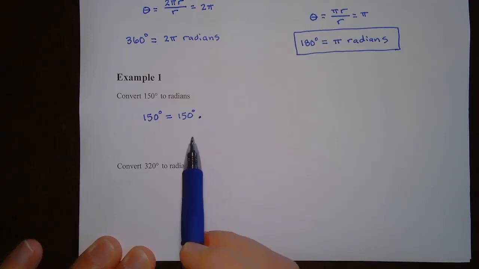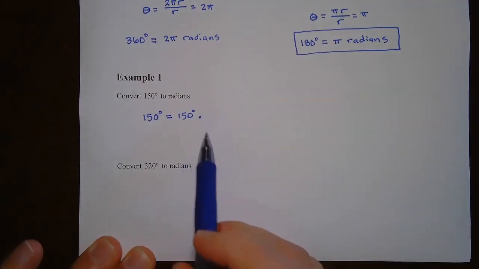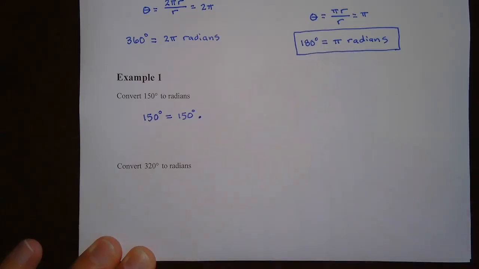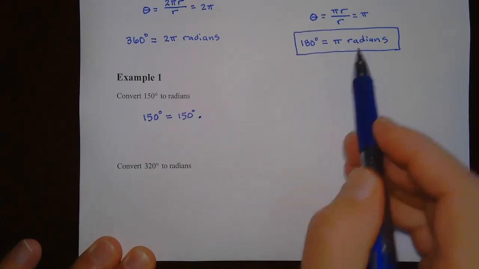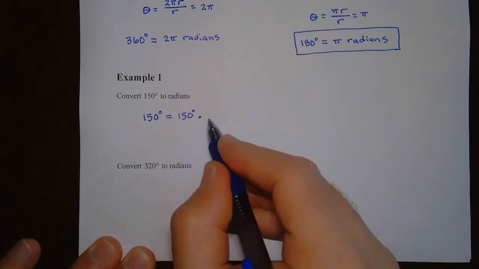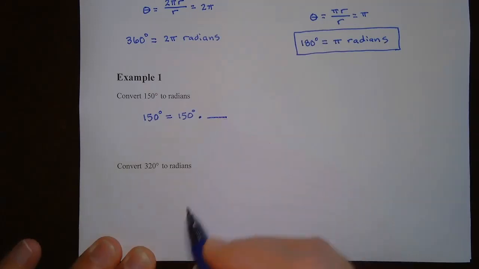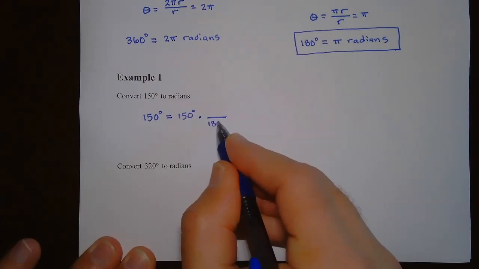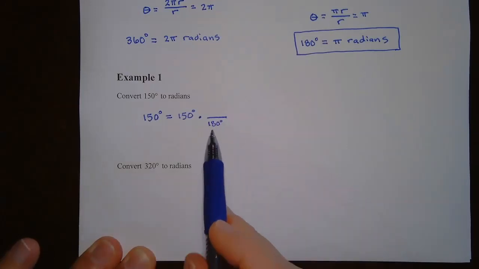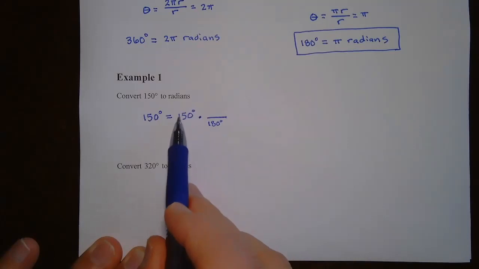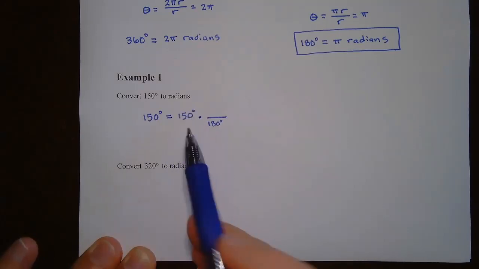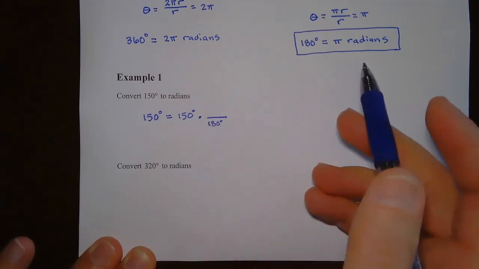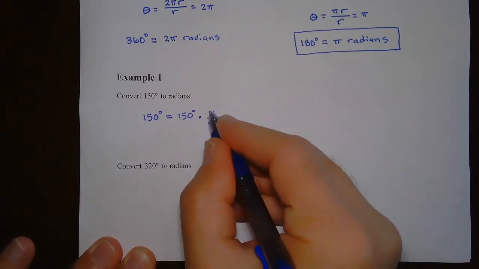Now what we want to do is multiply by a version of 1. 180 degrees and pi radians are the same thing. I'm going to put a fraction here, and we're going to put 180 degrees in the denominator. Why do I want 180 degrees in the denominator? Because I'm multiplying by 150 degrees, and I want my degrees to cancel. Now, what's equivalent to 180 degrees? It's pi radians. So I'm going to put pi radians.